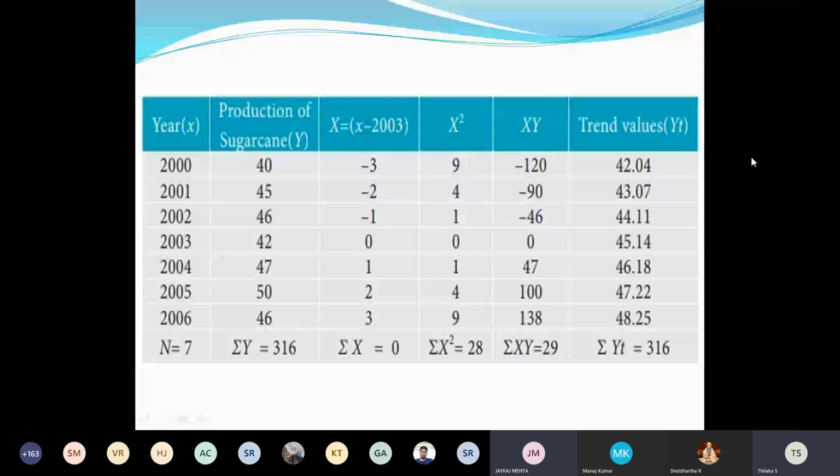The production of sugarcane which was given has to be plotted on the graph with the name of the actual value or original value, and the 10 values which we calculated have to be plotted on the graph in the name of the trend line. This trend line is a linear straight line with slope upwards, and the actual production of sugarcane, the original value, has some ups and downs. Is it clear or not?